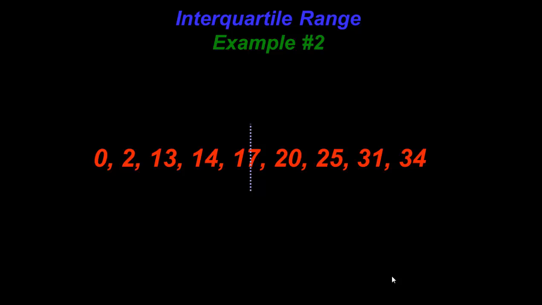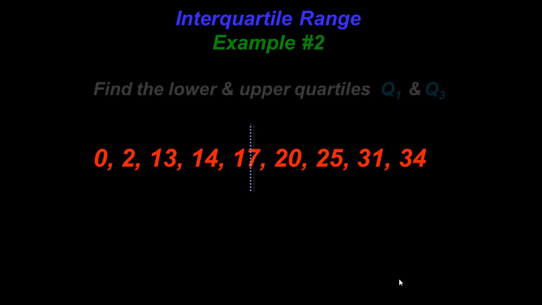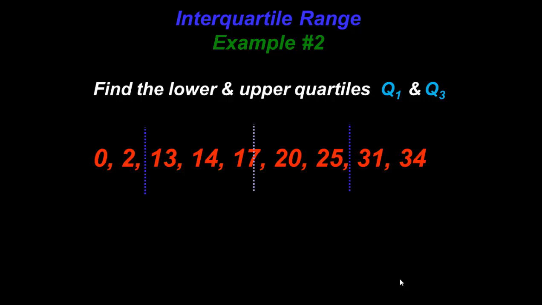Now, I don't know whether to put the 17 in the lower half or the upper half, so the way most definitions of interquartile range work is to say we'll ignore it. We'll just take that value 17 outside of our thinking, and so the values 0, 2, 13 and 14 form the lower half, and 20, 25, 31 and 34 form the upper half.